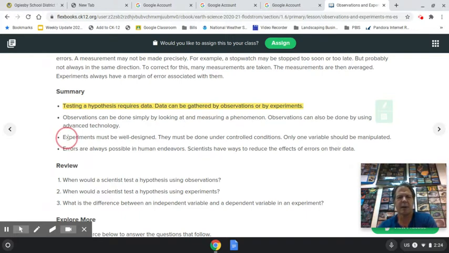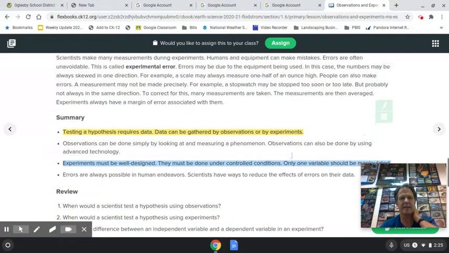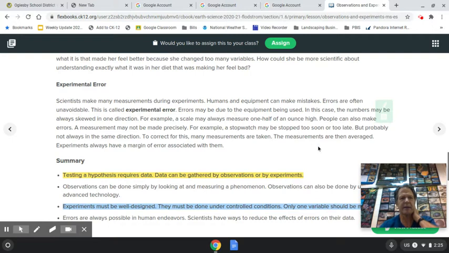Experiments must be well designed. They must be under controlled conditions, meaning everything's the same, except for the one variable that's manipulated. And we call that the independent variable, also called the manipulated variable. And then errors we know happen. And so that's why we have this experimental error.